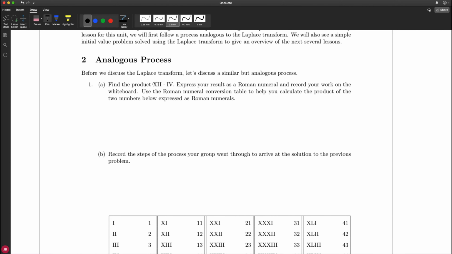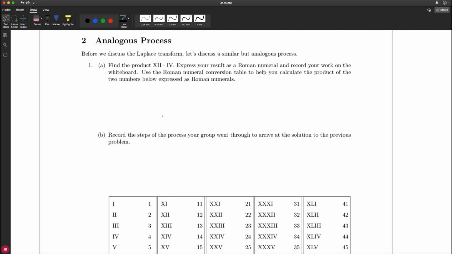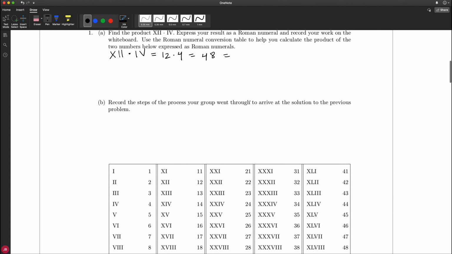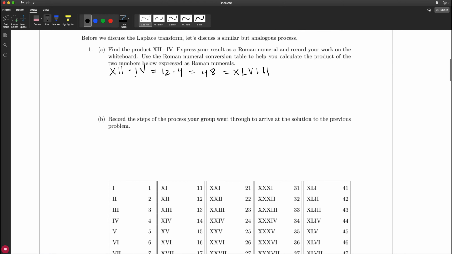If you wanted to multiply Roman numerals, think about the process you would have to go through to solve this. We have XII times IV, right? If you think about what these numbers are in your head, maybe you peek at the chart, but in reality we're talking about 12 times 4. Well, that's 48, that much we know. And then we peek back at the chart to give us our answer in Roman numerals. We look at 48, it's XLVIII.